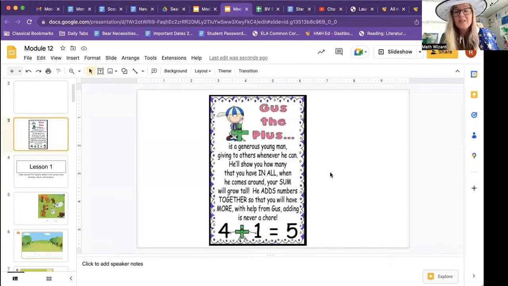Gus the Plus. Gus the Plus is a generous young man, giving to others whenever he can. He'll show you how many that you have in all. When he comes around, your sum will grow tall. He adds numbers together so that you will have more. With help from Gus, adding is never a chore. So this right here is Gus the Plus. He's the addition sign.